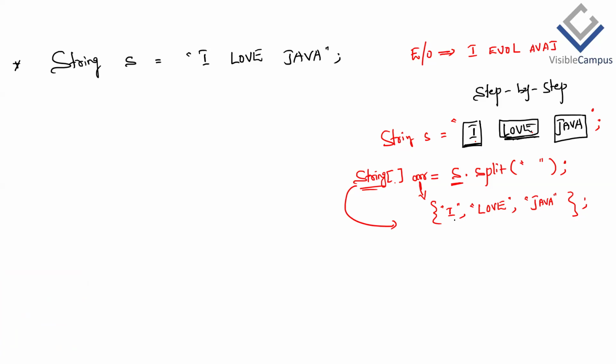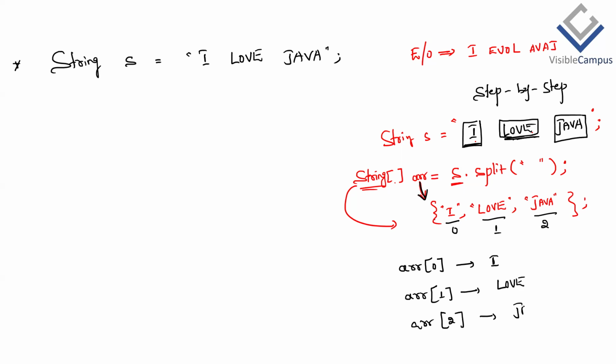So from this array, they are at index position 0, index position 1, index position 2. So this is one array. Can we access array elements one after the other? Yes or no? Can we run a loop to access each array element? With the 0th index position, ARR of 0, we can access the first element called I. Then with ARR of 1, we can access the second element called love. Then similarly, ARR of 2, we can access Java.